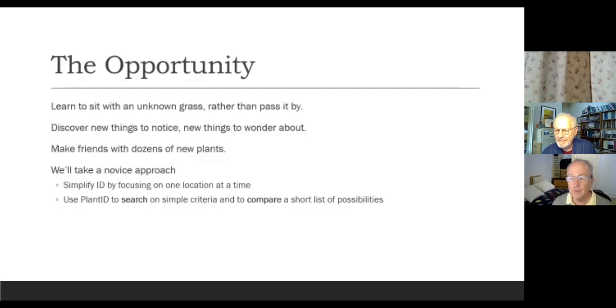We'll avoid most of these difficulties by taking a novice approach to grasses. We'll focus on grasses from one location at a time, simplifying the identification process. Our searches and comparisons will be based on obvious features you can observe in the field. Our goal is to make it easy for you to start observing and learning about California grasses so you can have fun with them. That doesn't mean grasses are easy. There's a ton to learn. PlantID simply provides a path to make it easy for you to start learning about them.